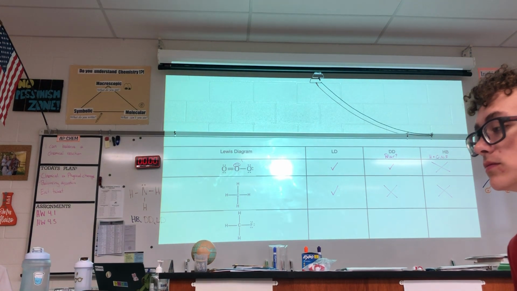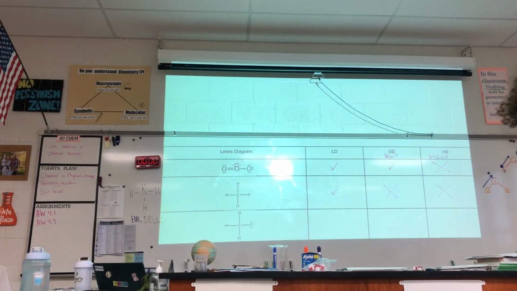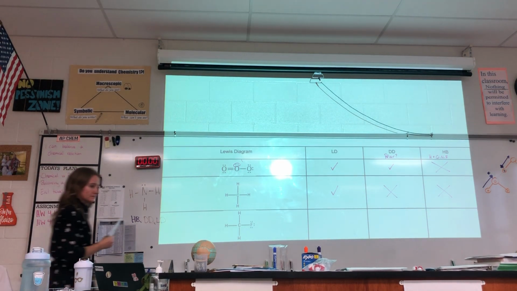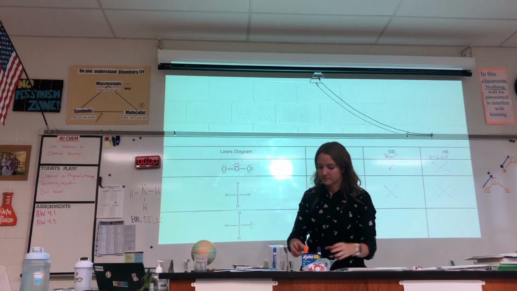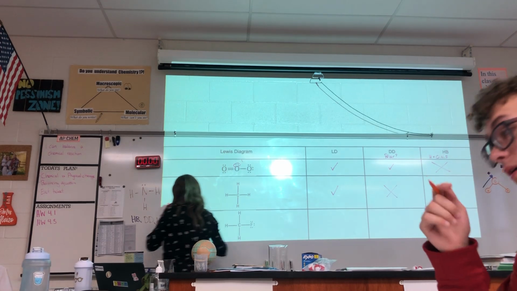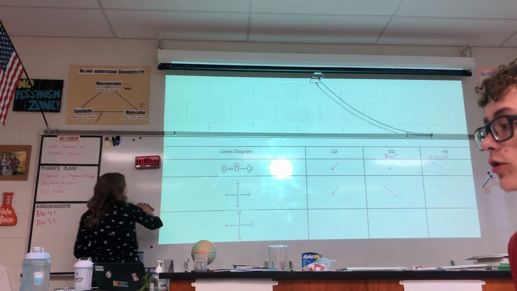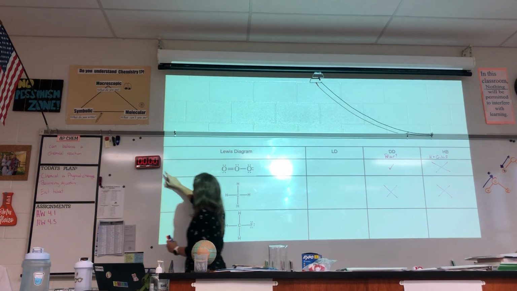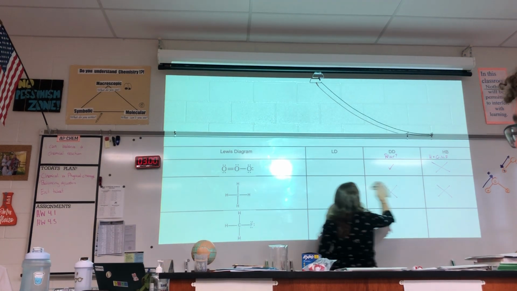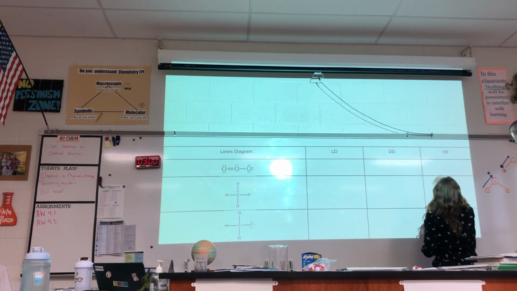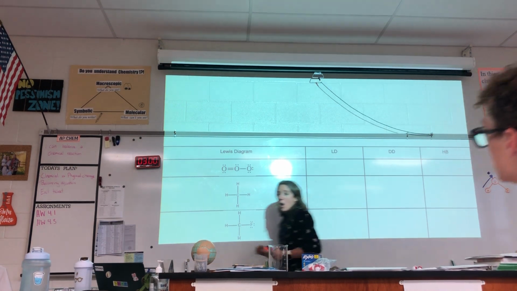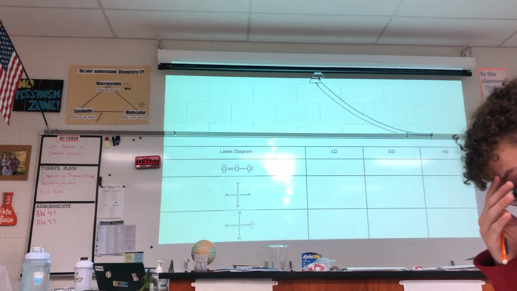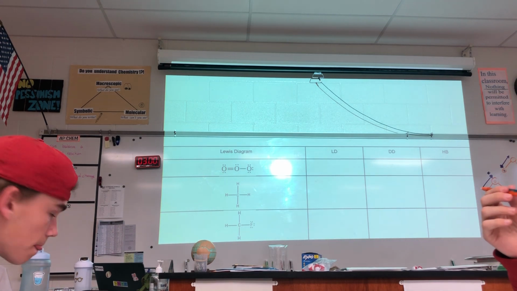Wait, why? Because there's no DD. HB only works if DD is working. It has to be polar first. So DD obviously has to be polar, and then for HB to work, it has to be polar.